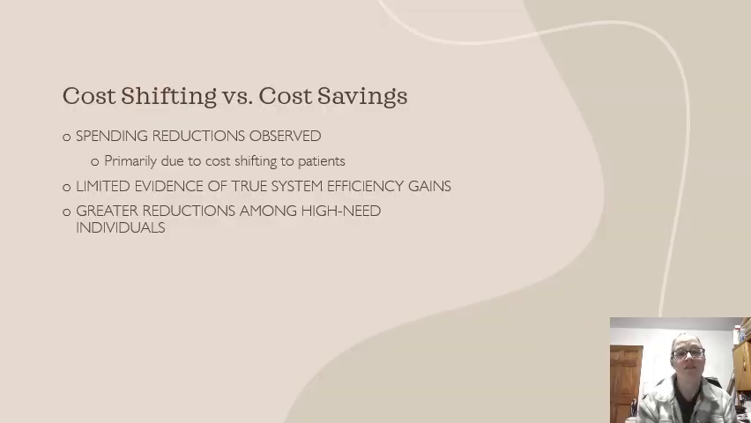Overall, the evidence suggests that spending reductions under HDHPs reflect cost shifting rather than true efficiency gains. Patients reduce utilization because they bear more financial risk, not necessarily because care is more appropriately targeted.